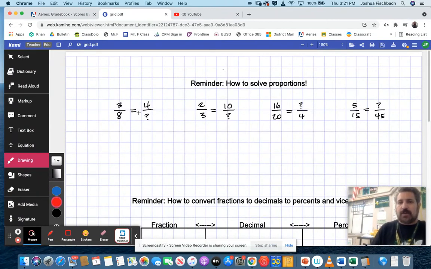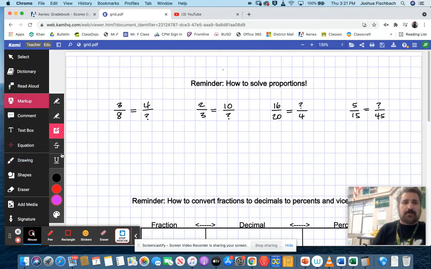The easiest way to do this is to look for a relationship across the top or bottom. So is there something you can multiply 3 by to get 4? Not easily. If there was something you can multiply 3 by to get 4, then you just multiply the 8 by that very same thing. If there's not, then what I want you guys to do is the cross product method, which basically means you're going to do the bottom times the opposite top.